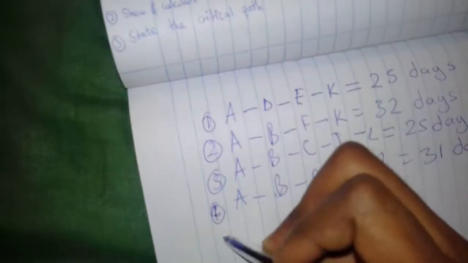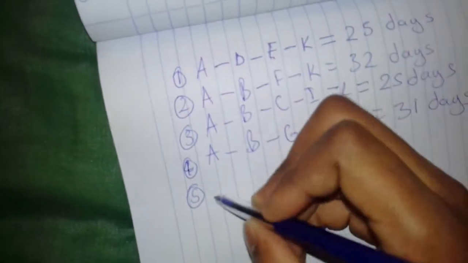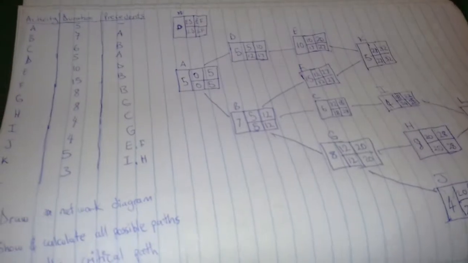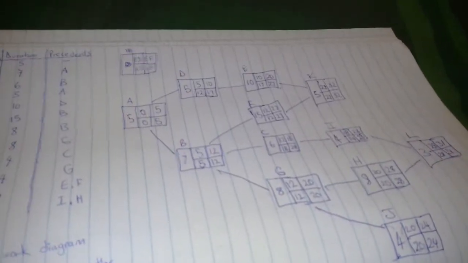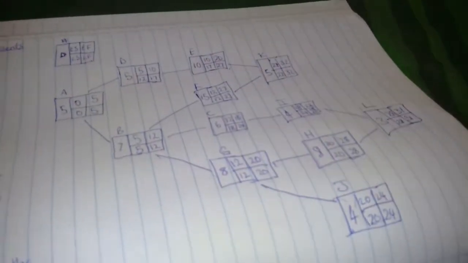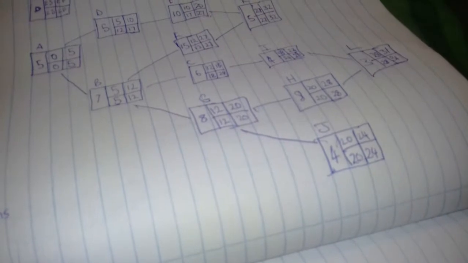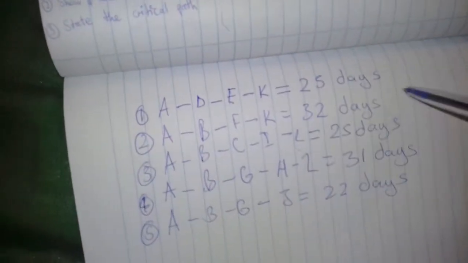And then I see another one, the fifth possible path, which is from A, and then we go to B, and then we go to G, and then we go to J, and this one equals 22 days, if I'm not mistaken. Let us see. Yeah, and those are the possible paths, right?